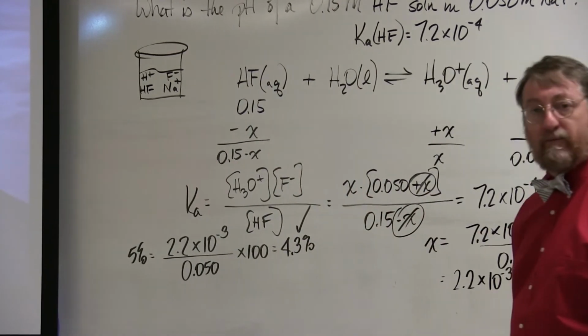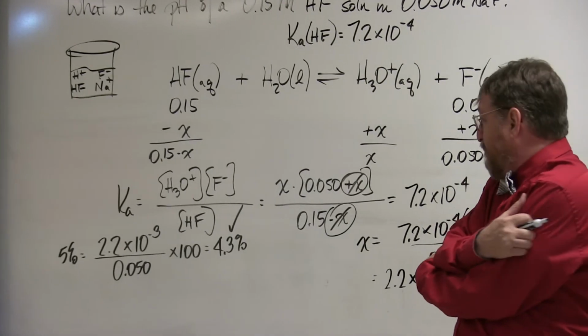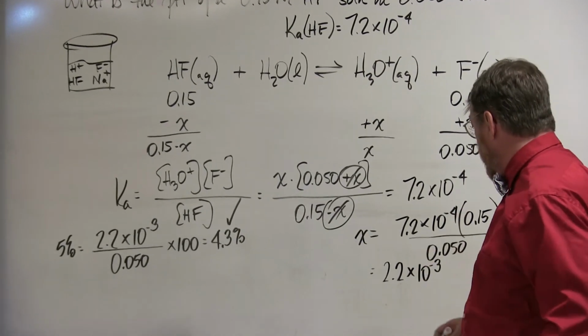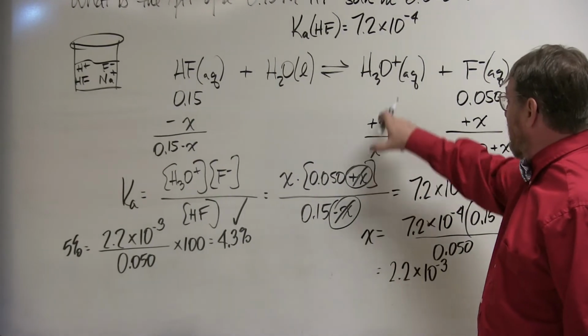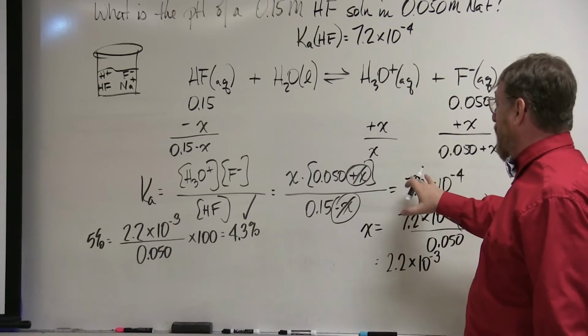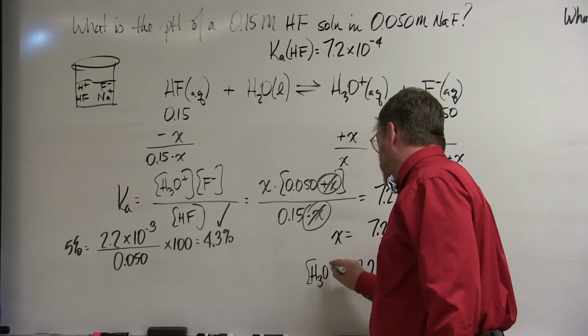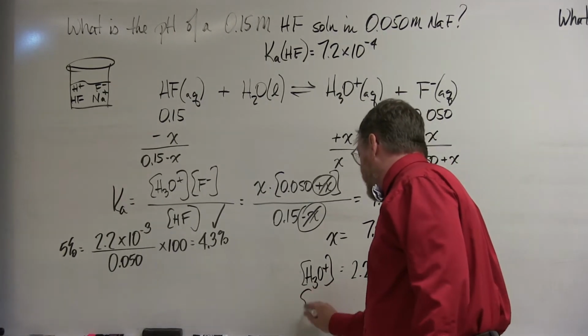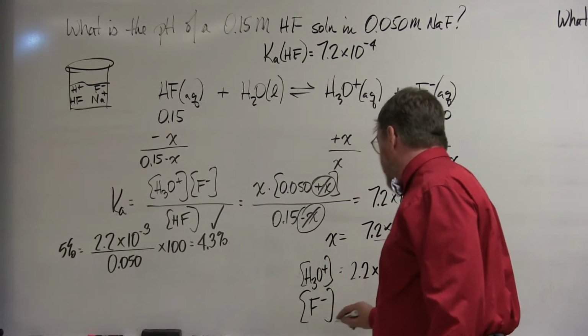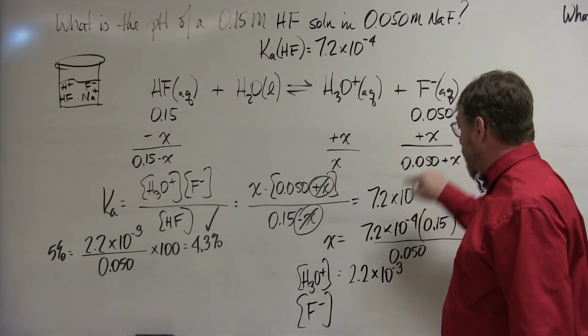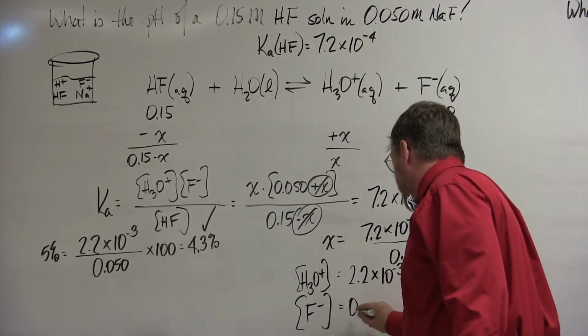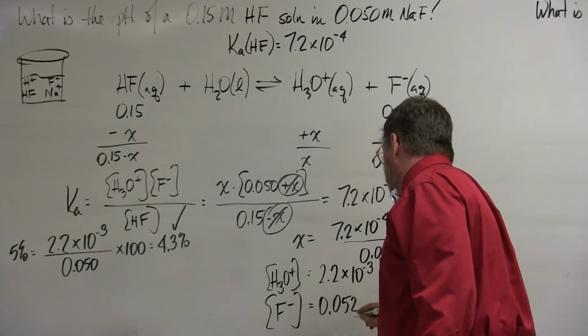We're good. We definitely have the right, or less than 5%. So what does that mean now? Well, this is hydronium. It's not fluoride, but it is hydronium. So this is the hydronium concentration. If I wanted the fluoride concentration, the fluoride is 0.050 plus this, which would be 0.052.